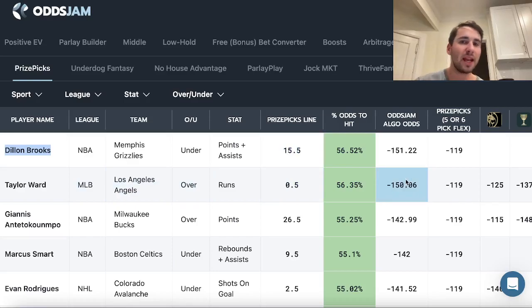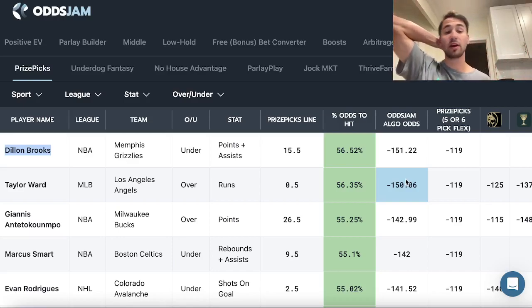Data-driven sports betting, it may not be the hottest thing in the world. It requires work, it's time intensive, but it prints money, right? It literally prints money long term.